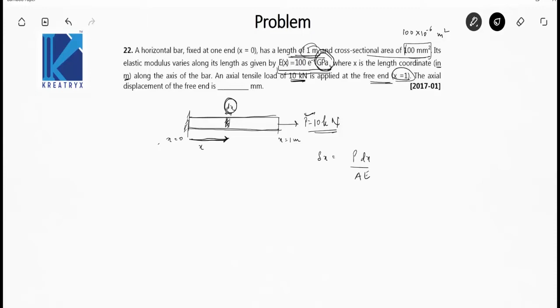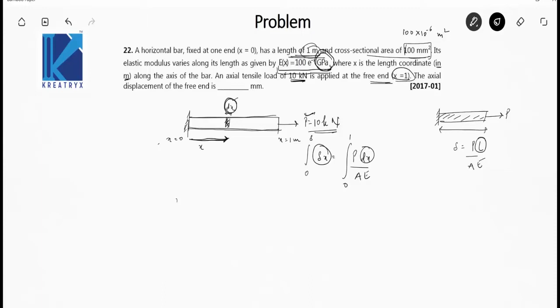When an axial tensile load is acting on a horizontal bar, the total elongation of the bar is written as delta is equal to PL by AE. So here the elongation of dx is represented by delta x and the length of the element is dx here. The rest of the terms are the same. Now integrate from the limits, which is 0 to delta and 0 to 1 meter.